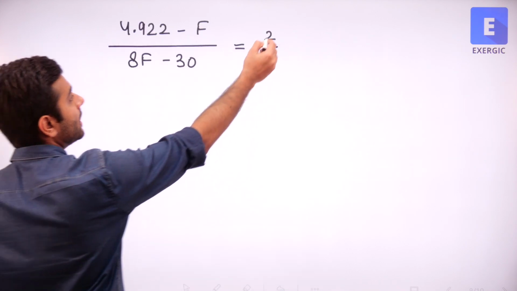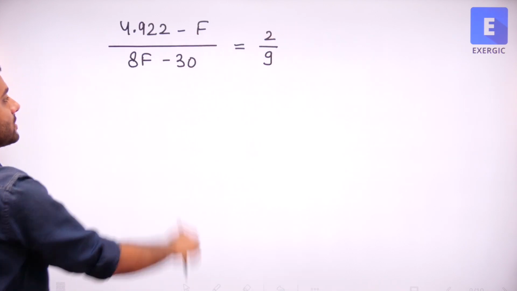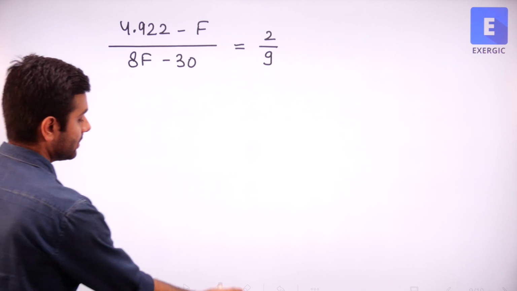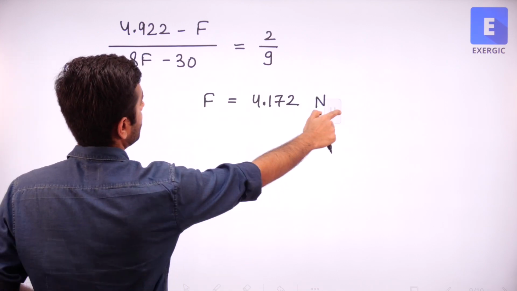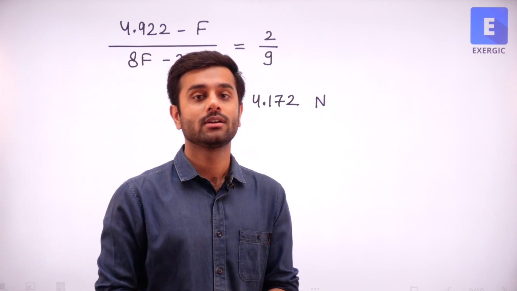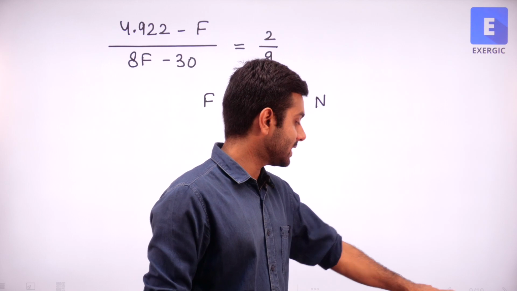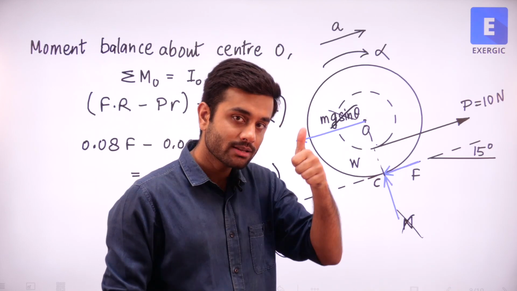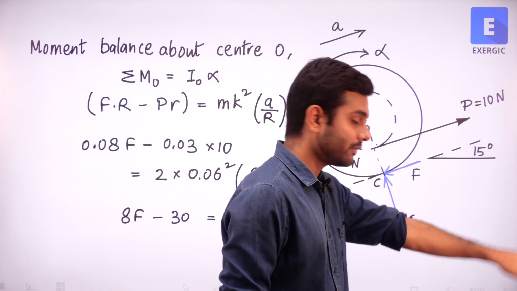We divided them, A and A will be gone, so only F is going to be remaining on the left hand side. Now just solve it, and ultimately you will get the value of force of friction as 4.172 Newton. Positive, which means that the friction direction that we have chosen is correct and its value is 4.172.